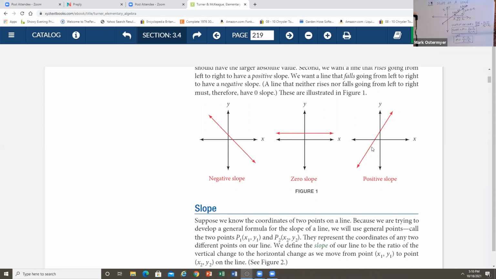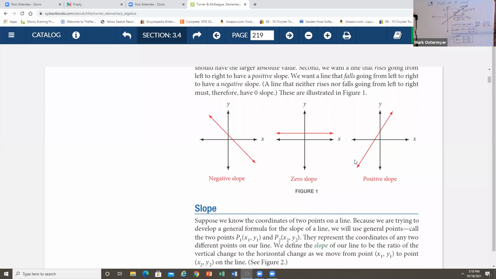And this line on the right side here is called a rising line. And rising lines always have positive slopes. Okay, so just by looking at how your line is oriented in the plane, you can determine whether its slope is negative, 0, or positive.